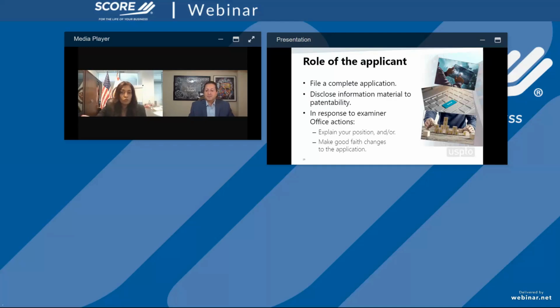And what is your role? Your role is to file the complete application, disclose the information that's material to patentability, and respond to our office actions. Make sure that you explain your positions, and make good faith changes if you need to change it. But again, it's this back and forth. Don't think of it as adversarial. When we really think about the USPTO, it's a collaborative process.